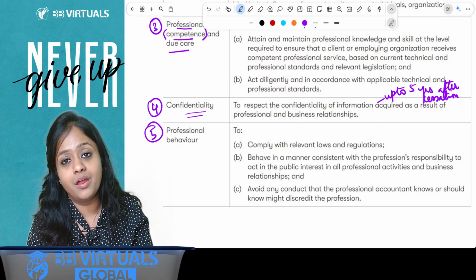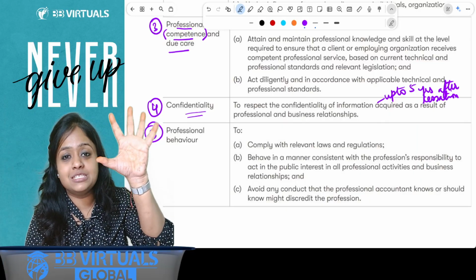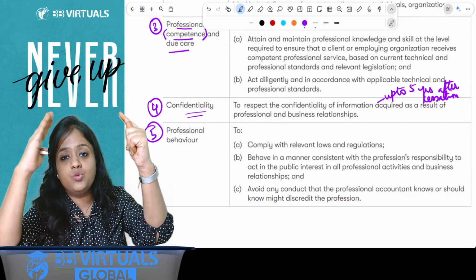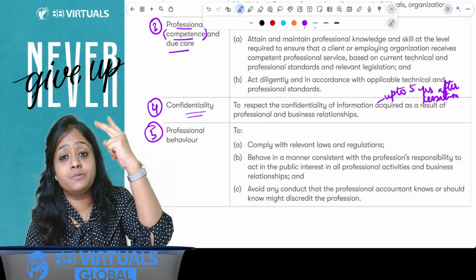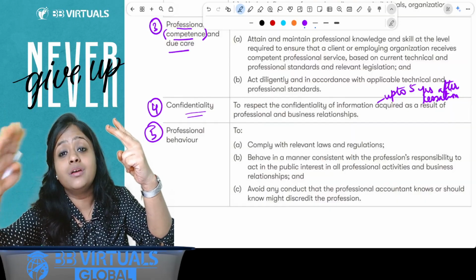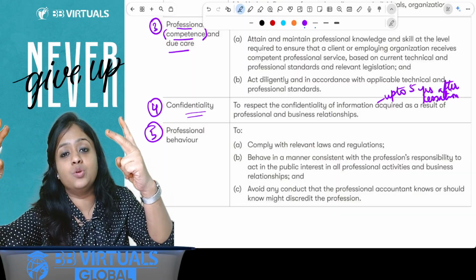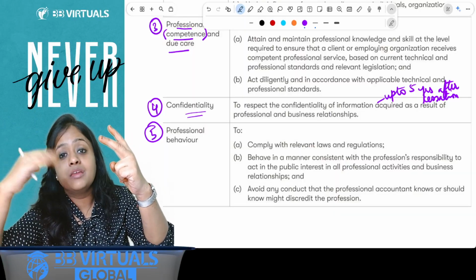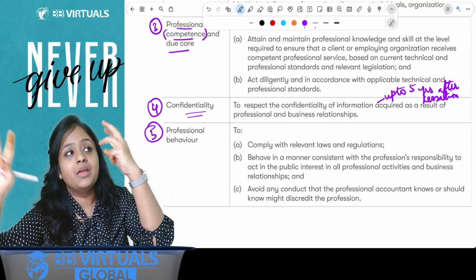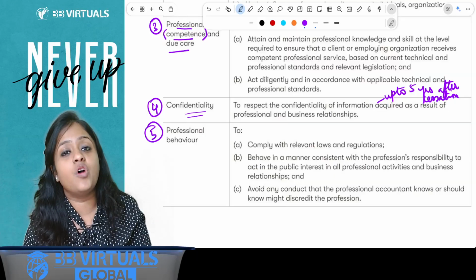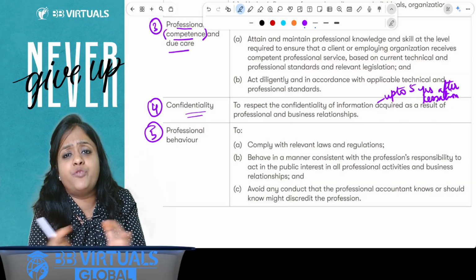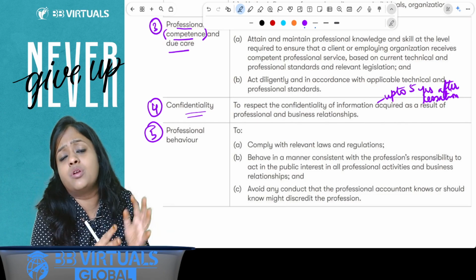So we have discussed five principles. Let's do a quick recap. Integrity relates to honesty and straightforwardness. Objectivity relates to, very good, conflict of interest, bias, and yes, undue influence and all. Number 3 is confidentiality, relating to keeping the information secret until you are allowed to share it.